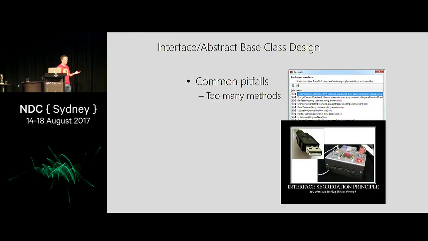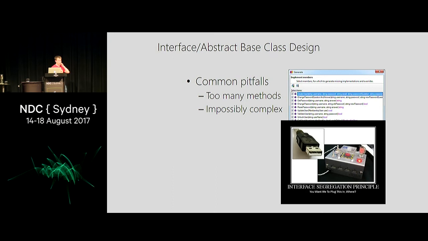So if you're hip with your SOLID, the I in SOLID is interface segregation principle. So this is an indication that your interface is doing too much. You want to focus it down. And in ASP.NET Identity, the ASP.NET team, they've refactored it from one enormous abstract base class into many smaller ones. So they've realized that this is a problem and they've fixed it.